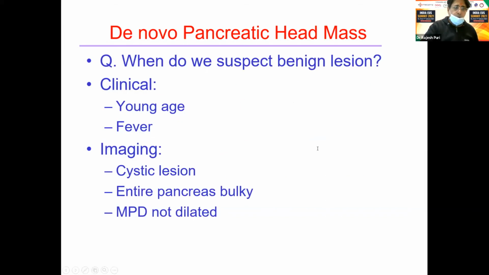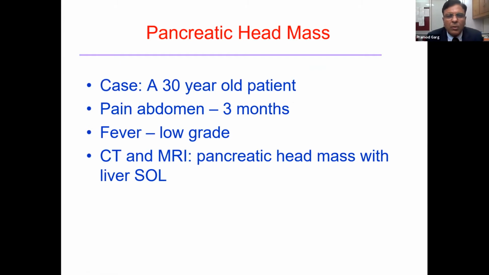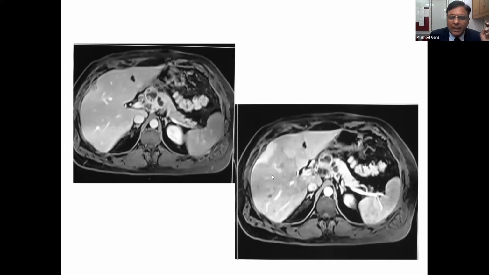On imaging, we find that there are certain characteristics which suggest it is likely to be benign disease or not pancreatic cancer. For example, we have a cystic lesion, or we find that the entire pancreas is bulky or the main pancreatic duct is not dilated. This is an example of a 30-year-old male who presented with abdominal pain for 3 months, and he had some low-grade fever. CT and MRI both showed a pancreatic head mass with a liver SOL. The moment you have a liver SOL, you think it is likely to be a malignant disease. But here the odd points were that he was a young patient and had also history of fever.